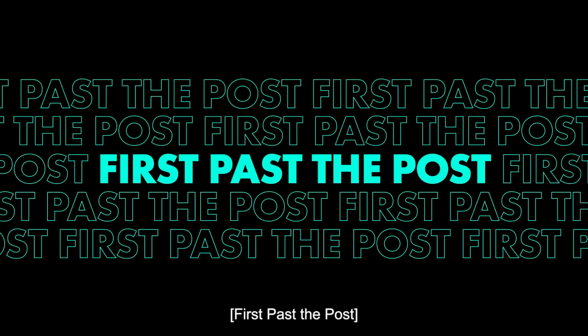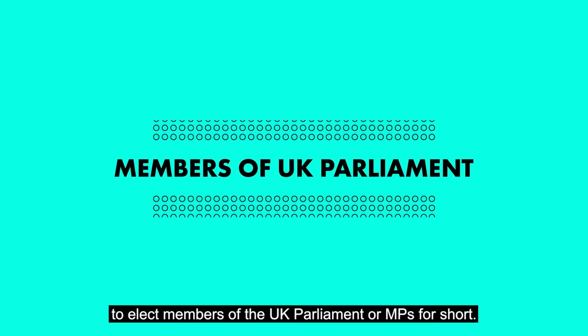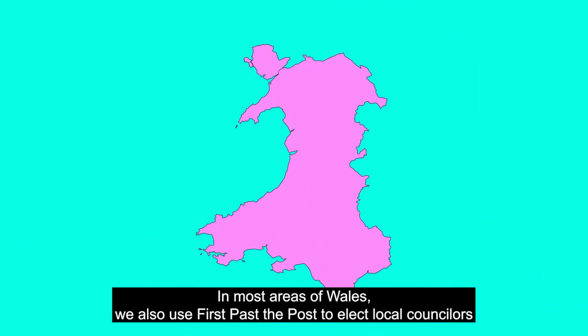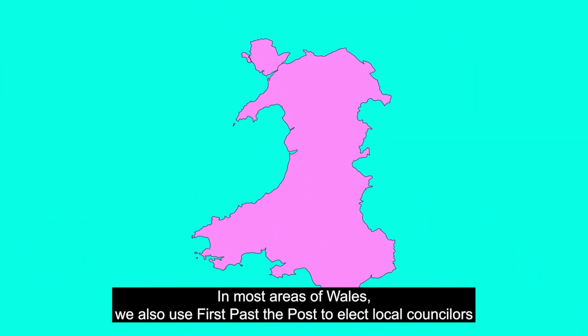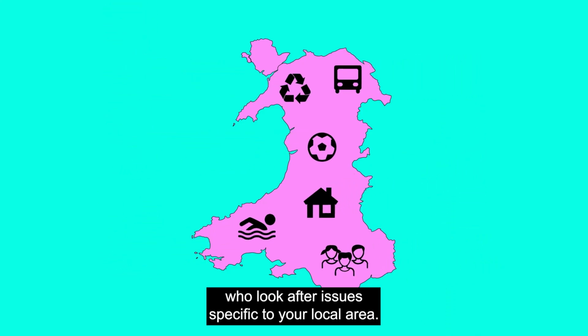First past the post. We use a voting system called First Past the Post to elect members of the UK Parliament, or MPs for short. In most areas of Wales, we also use First Past the Post to elect local councillors, who look after issues specific to your local area.